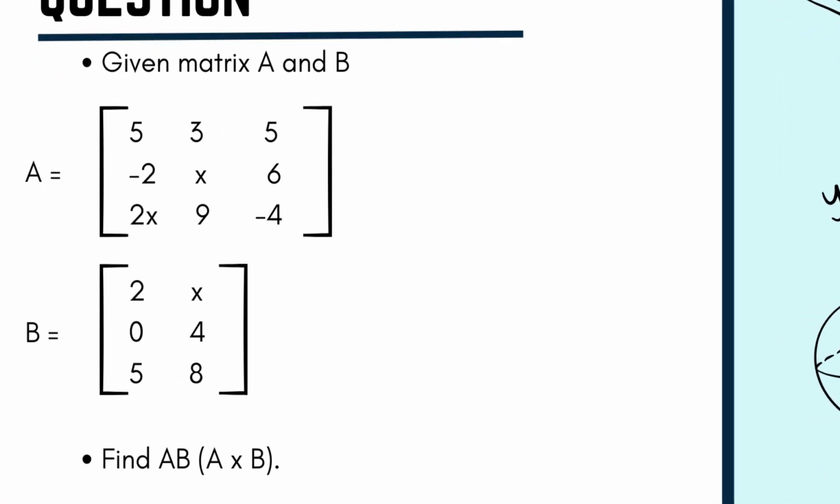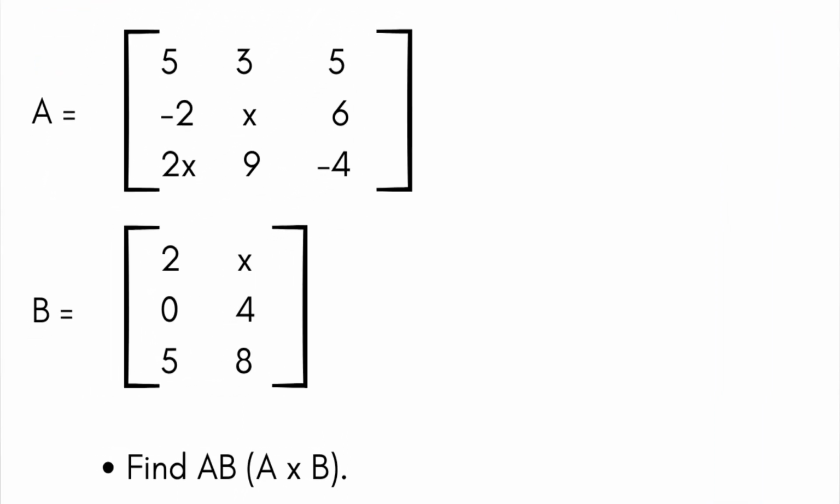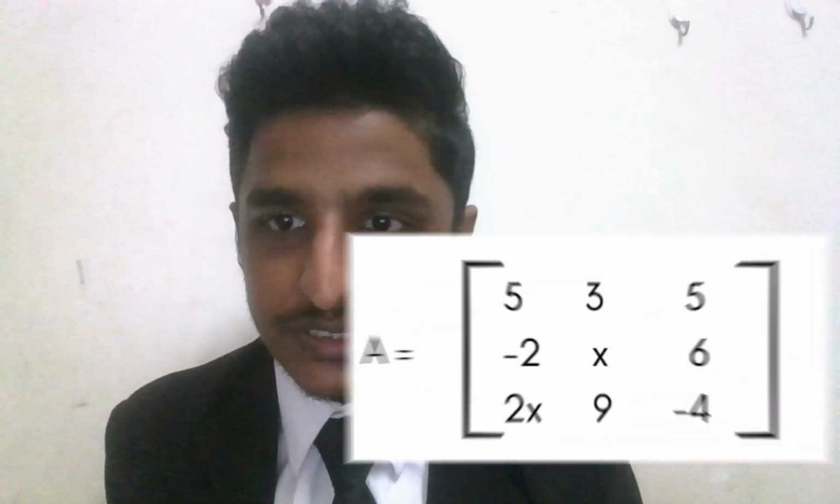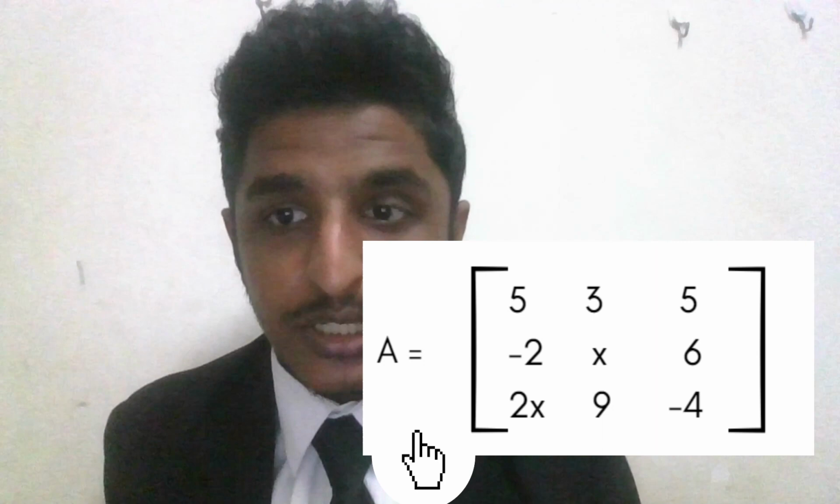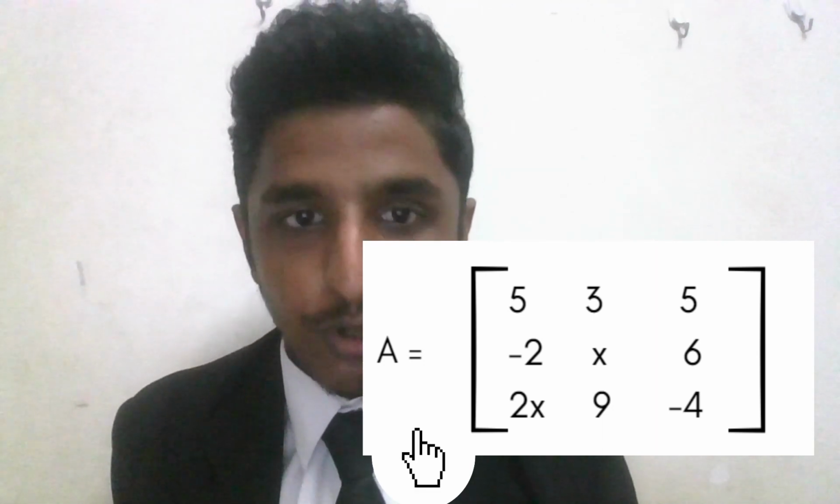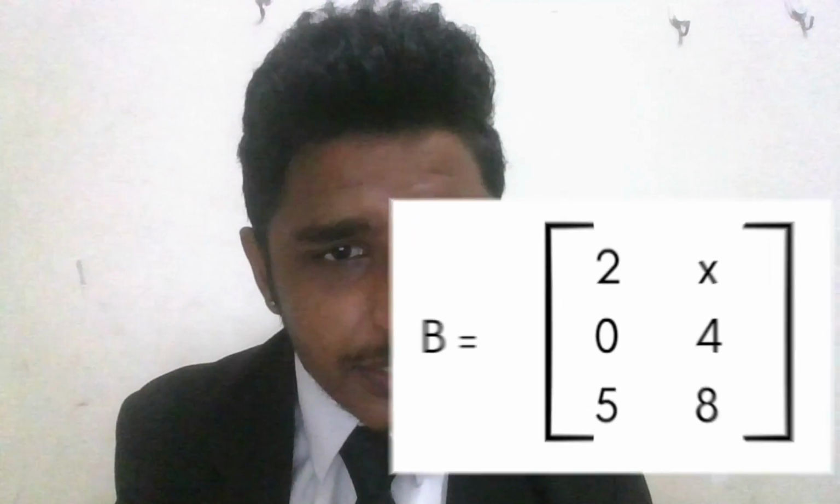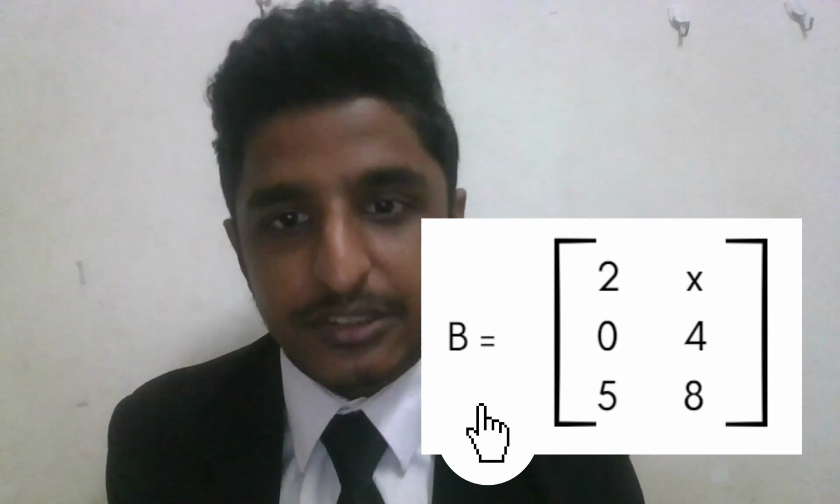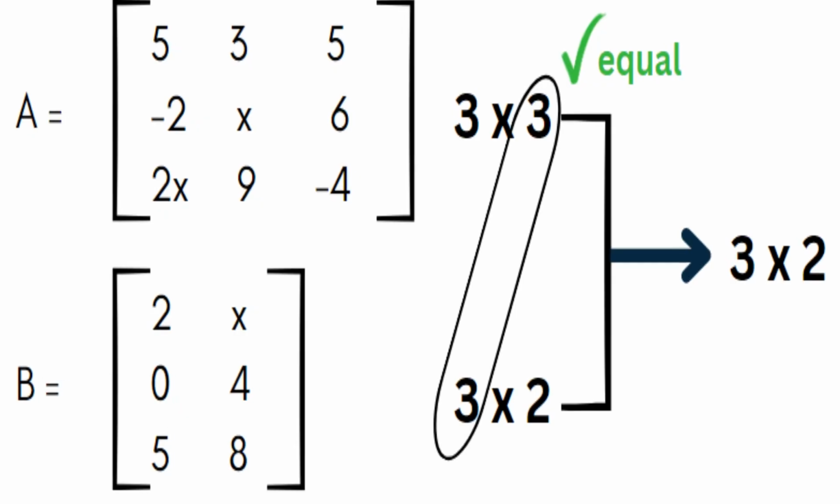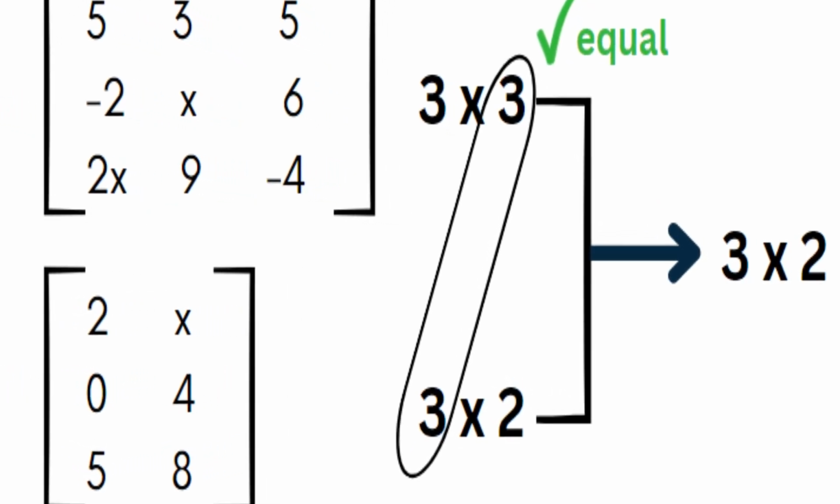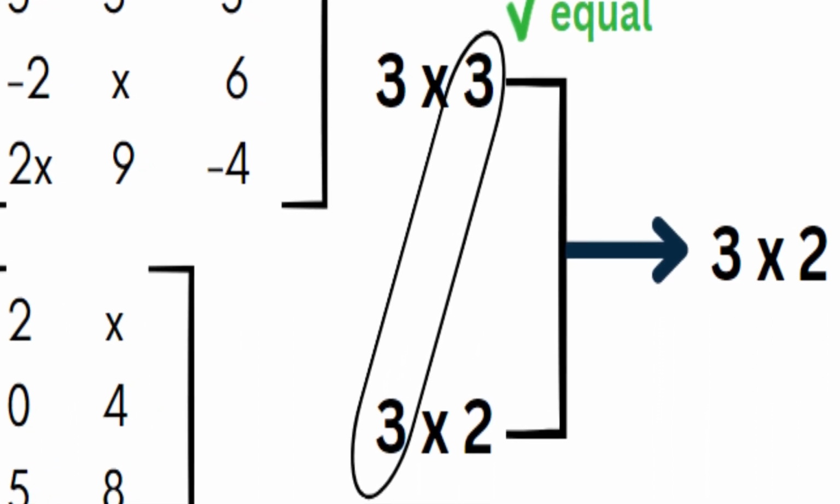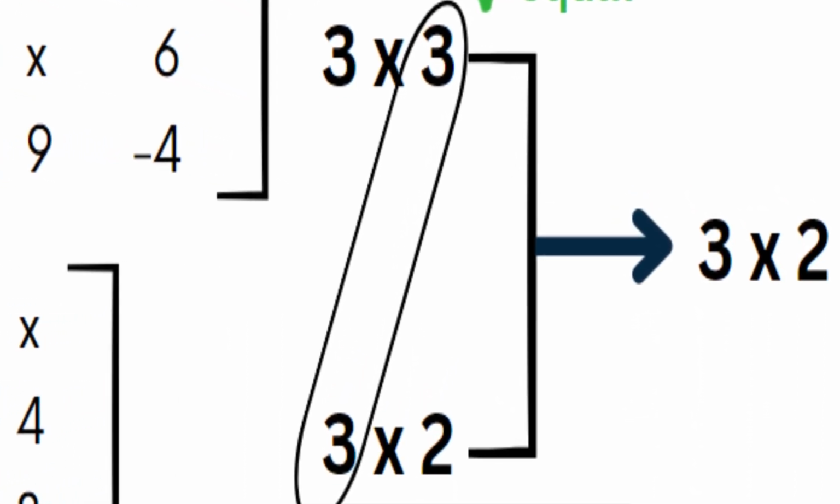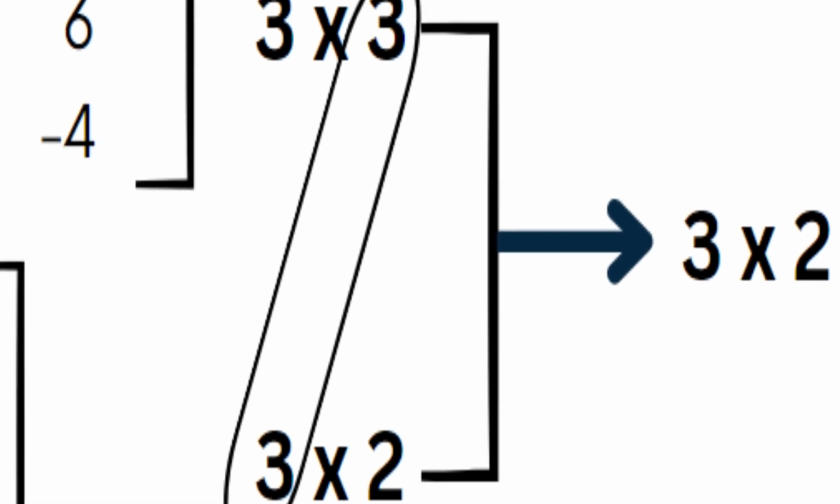Okay, so the question is to find AB, which is obviously A times B. Okay, so the matrix that includes 5, 3, 5 is a 3 times 3, which is 3 rows and 3 columns in total. Meanwhile, the other matrix that includes the 2, 0, 5 is a 3 times 2, which is 3 rows and 2 columns in total. So now we know that the number of columns in the first matrix, that is 3 columns, is equivalent to the second matrix row, that is also 3 rows. So it means that the multiplication can obviously be done. So now it will get the result of 3 times 2 in the end.